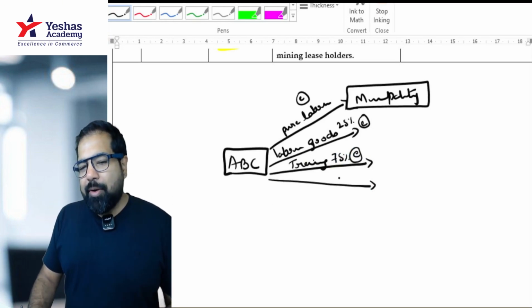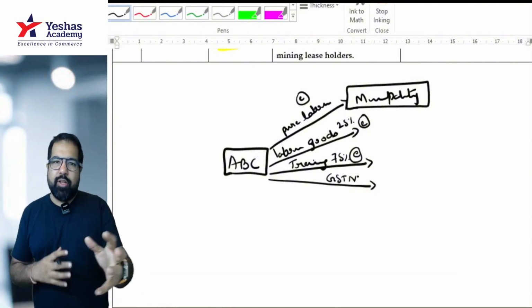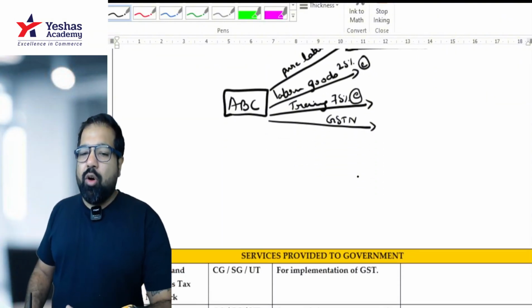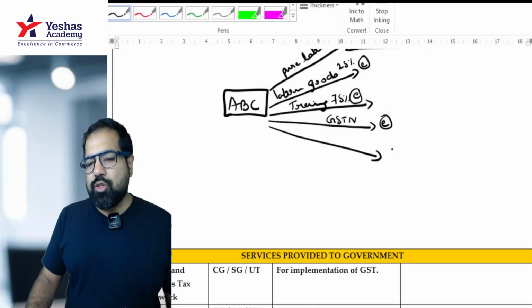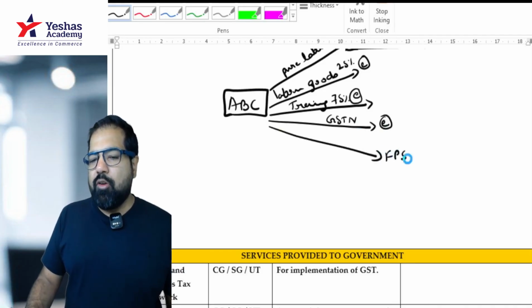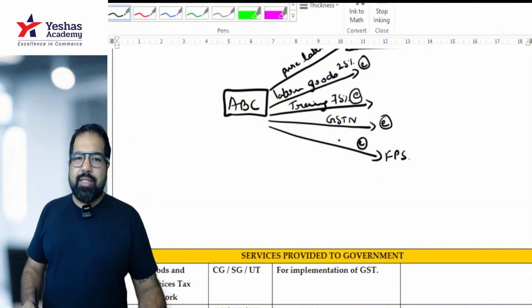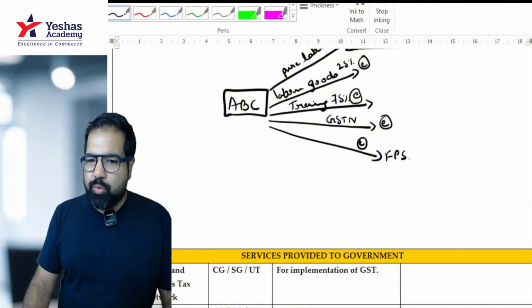If you're helping the government run the GST network, guys, GST network is basically a network where you do all the return filing, etc. If you do that for the government, it's completely exempt. Next, if you run ration shops, they're called fair price shops, for the government, that service is completely exempt. So these are some exemptions where services are provided to the government.